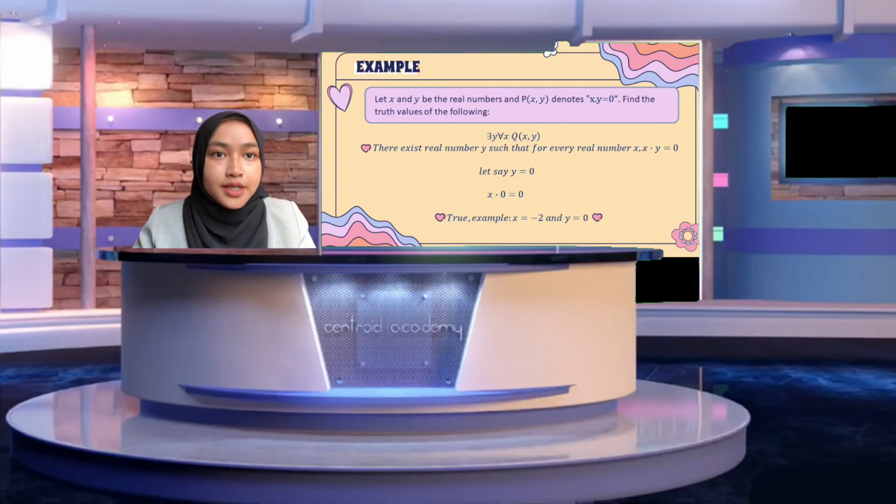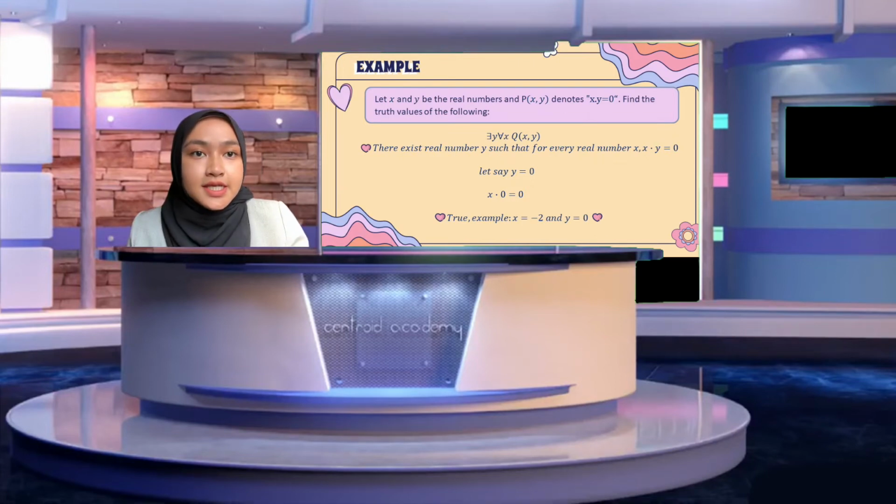Okay, this is an example of nested quantifiers. Let x and y be real numbers and p(x, y) denote xy equal to 0. Find the truth value of the following. The first one is there exists y for all x, q(x, y). This means there exists a real number y such that for every real number x, xy equal to 0.